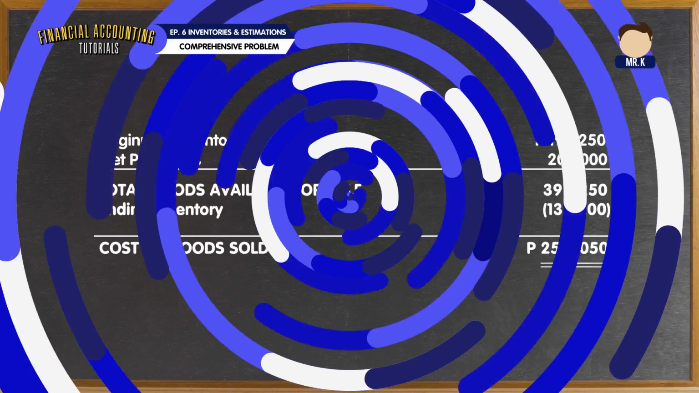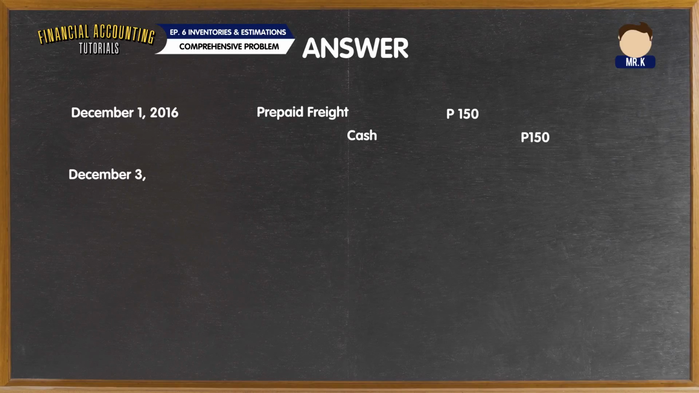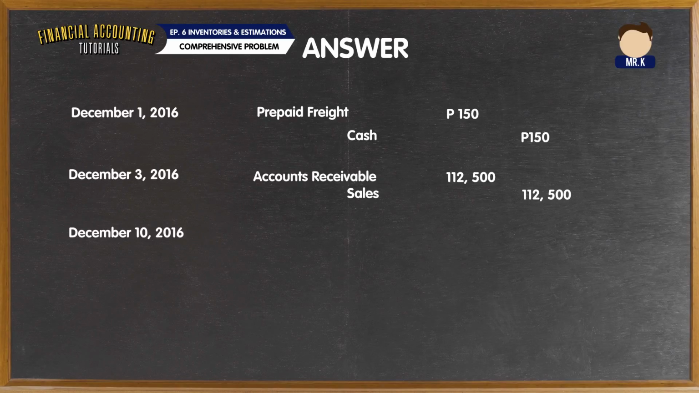For the journal entries, on December 1, 2016, we debit prepaid rate and credit cash of 150 pesos. On December 3, 2016, we debit accounts receivable and credit sales of 112,500 pesos. On December 10, 2016, we debit purchases of 240,000 and we credit accounts payable and cash of 239,850 and 150 pesos respectively.